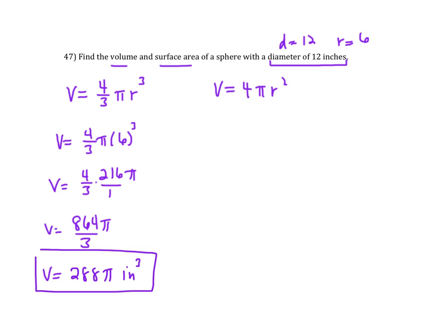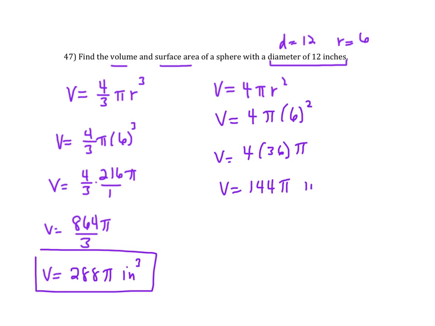For the surface area, we want to do 4 pi times 6 squared, so the radius squared. So we want to do 4 times 36 next. So 4 times 36 gives us 144 pi. And this will be in inches squared.